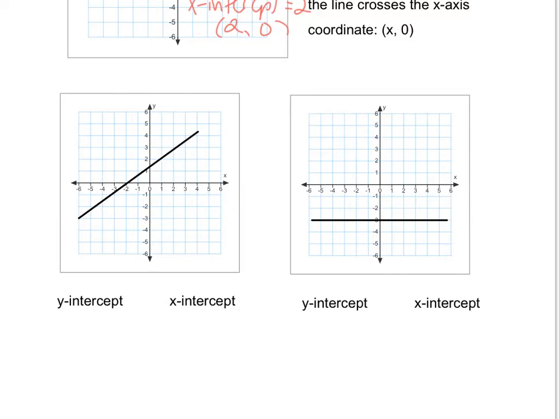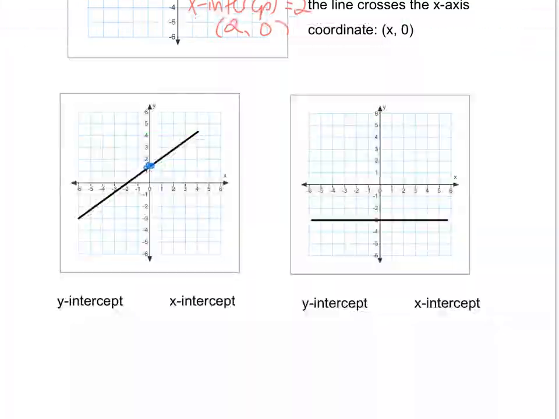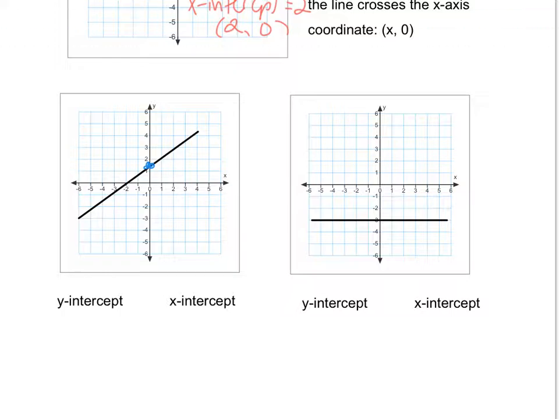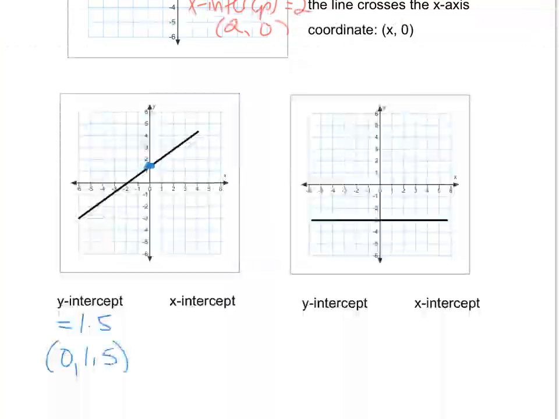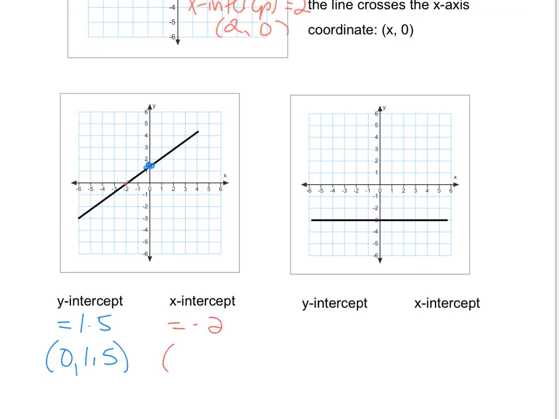So in the first example, the y-intercept would be here. Now, since it's not right on a corner, we have to estimate what its value would be, since we don't have an equation of the line either. If we'd had an equation of the line, we could use algebra to find the y-intercept. But since we don't, we have to estimate, so our y-intercept is about at 1.5, and as a coordinate, that would be at 0, 1.5. The x-intercept is here, so that gives us an x-intercept of -2, and the coordinate for that is -2, 0.